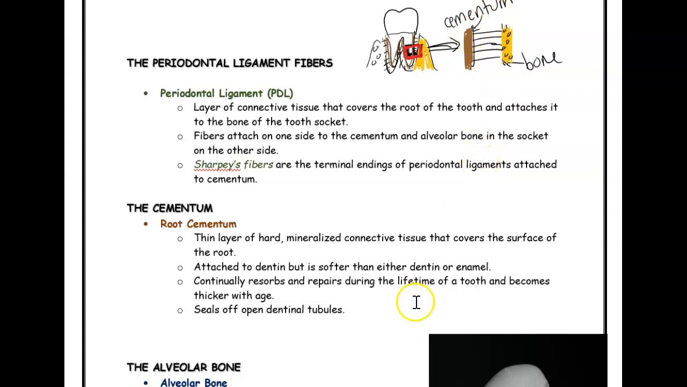Now what I want you guys to know is that the endings of the periodontal ligament fibers have a fancy name, and that fancy name is Sharpey's fibers. So that's just the name of the very end of the periodontal ligament fibers. They're known as Sharpey's fibers.